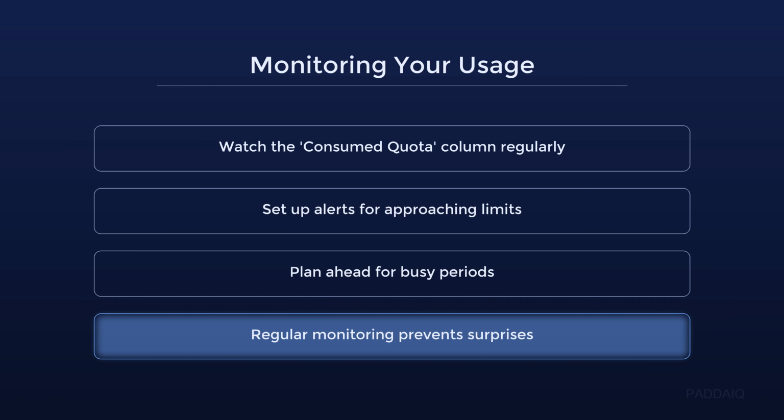Regular monitoring prevents surprises. This means checking your resource consumption often to avoid unexpected costs or service interruptions. For example, if you track your monthly cloud storage usage, you can add more capacity before running out and halting operations. Staying proactive ensures your business processes run smoothly.